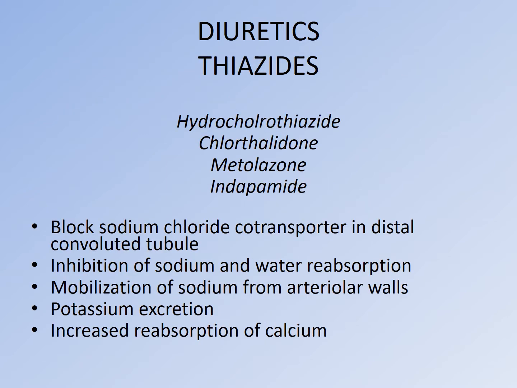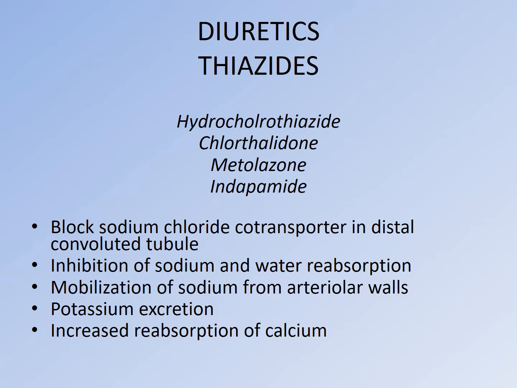The next ones are the thiazide diuretics. The thiazide diuretics constitute the hydrochlorothiazide, chlorthalidone, metolazone, and indapamide. The thiazide diuretics all act basically in the distal convoluted tubule and inhibit the sodium chloride cotransporter, and therefore will significantly inhibit sodium and water reabsorption. Thiazides also have the ability to mobilize sodium from arteriolar walls and therefore reduce the encroachment on the lumen of the blood vessels by sodium.